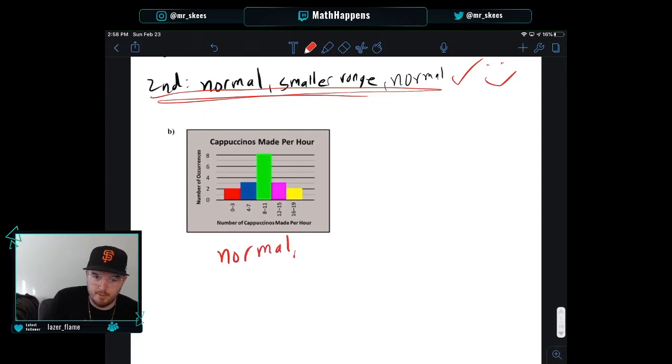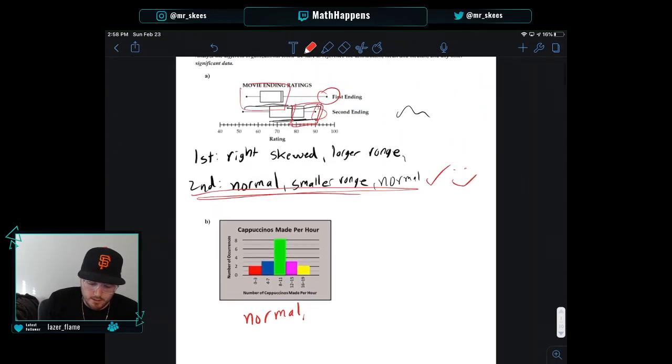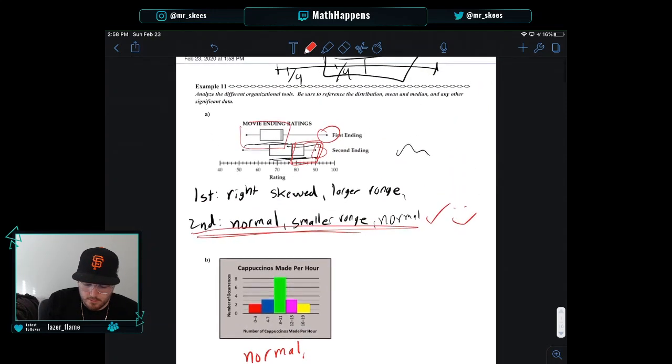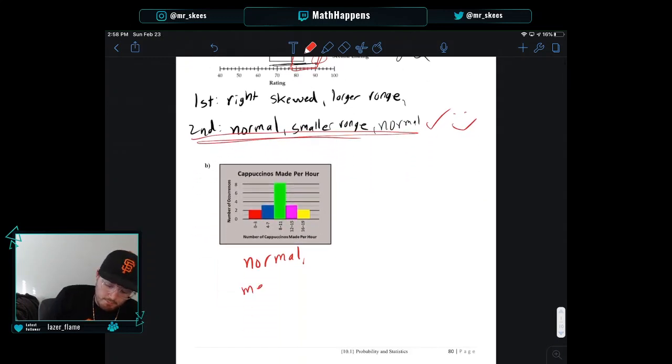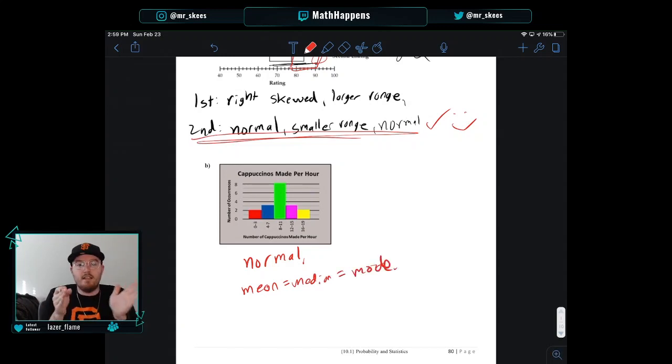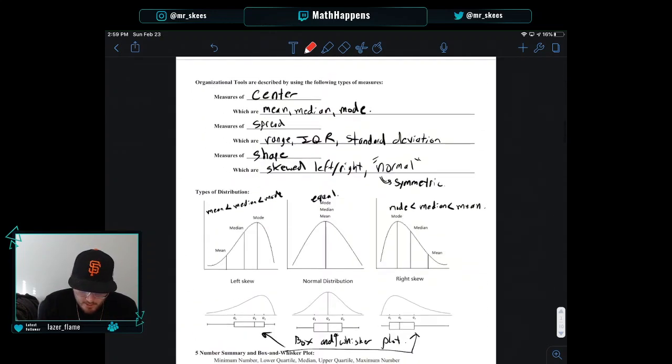What else can we say about it? Normal, remember, means symmetric. If it's normal, that means the mean is equal to the median, which is equal to the mode, right? Just as a reminder. The data is very central. It's very symmetric. Is there another word that we could use?